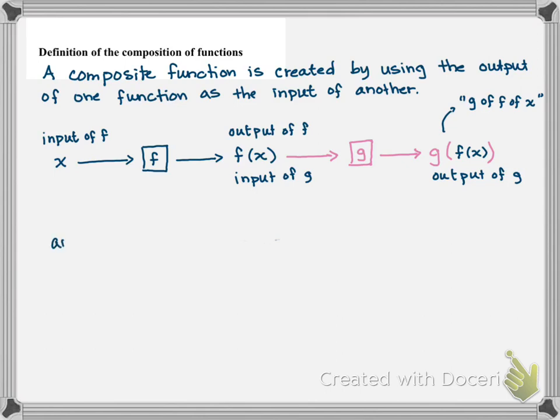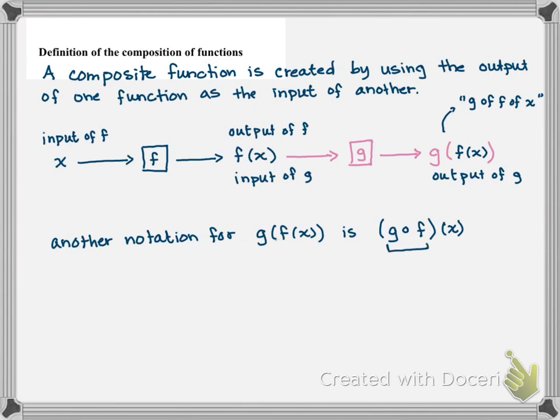So another notation for g of f of x is like a circle. It's not a dot like multiplication. It's like an open circle of f of x. So what's in the first set of parentheses right here, that's just the symbol for the composition function.